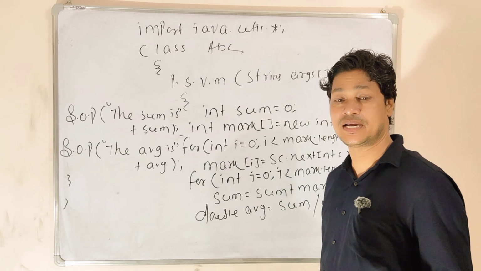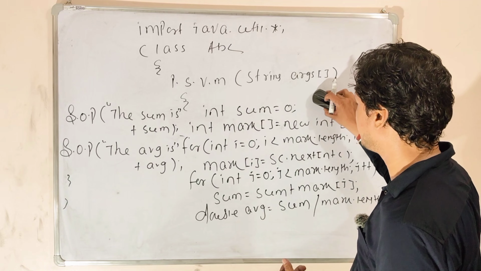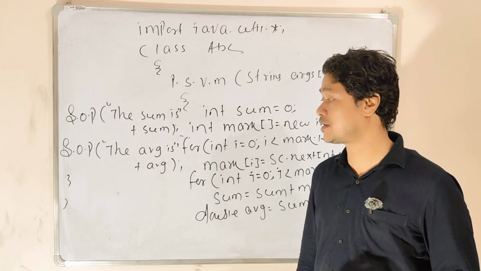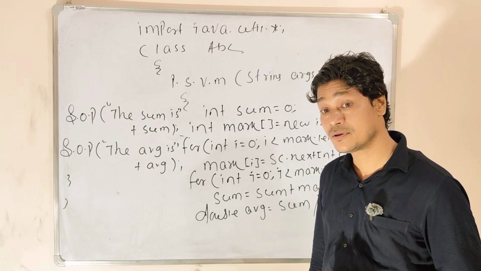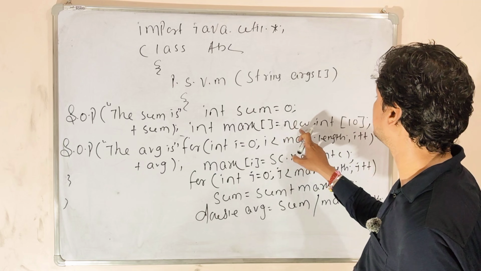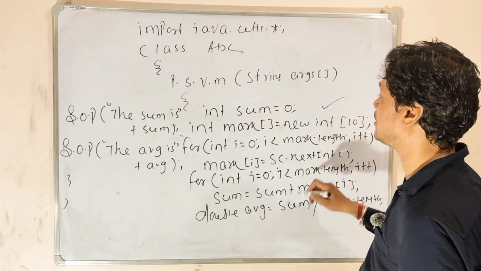Very easy. Yes, sir. Now you can create an array. Sir, which one is the array declaration here? This one is your array declaration. int mark is equals to new int 10. This is your array declaration.